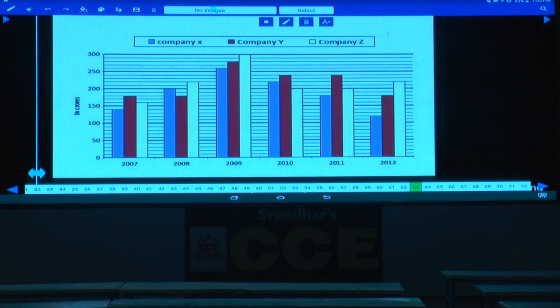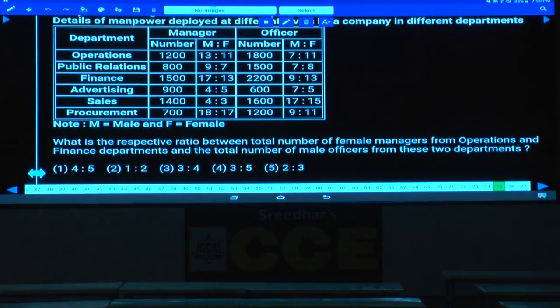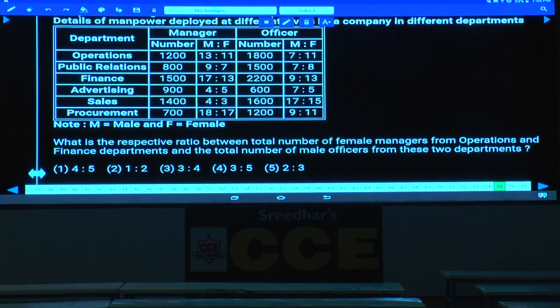3 companies, 6 years. So you have 18 numbers here. Yes or no? But whereas previous set we have only 12 numbers. 6 and 6, 12 numbers. And next 75. Managers, number of officers, and male and female ratio for 6 organizations.